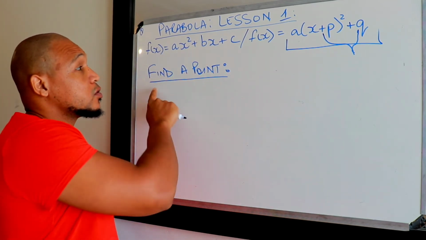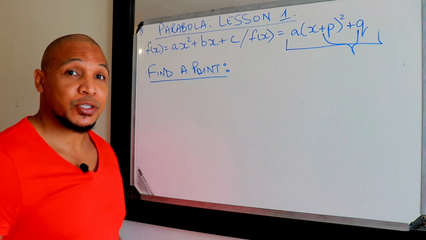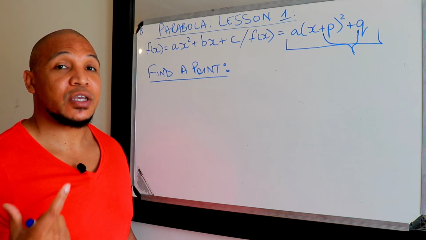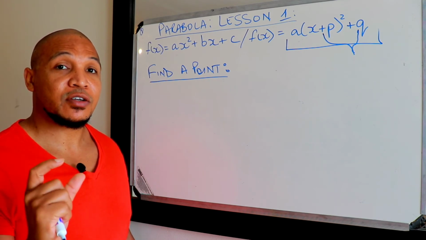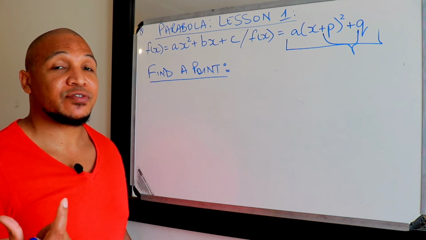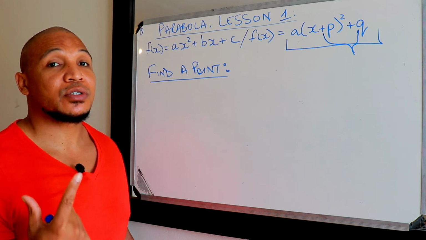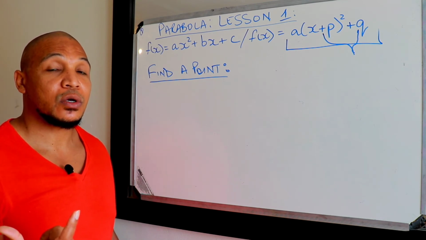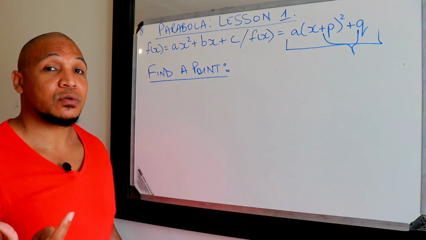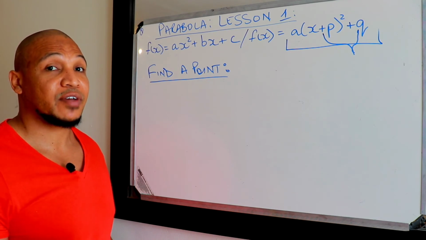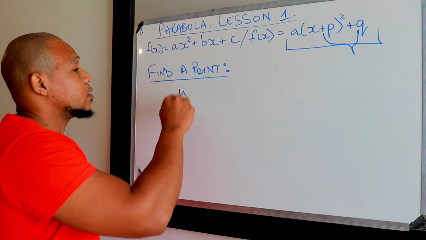The next thing we need to know how to do is to find a point. Now, when we need to find a point in any equation of any function, the point consists of the x value and the y value. If we have the x value, then we can substitute that together with all the other unknowns to find the y value. Or if we have the y value, we can substitute that together with all the other unknowns to find the x value. Example.